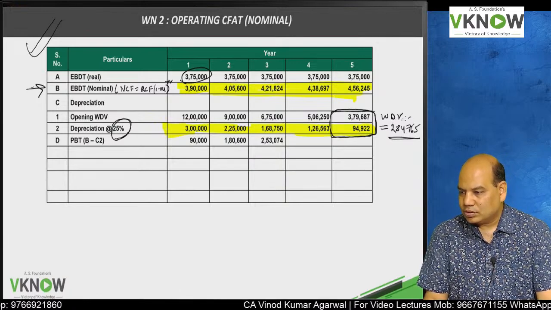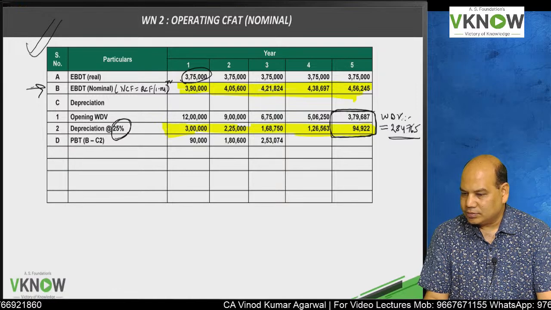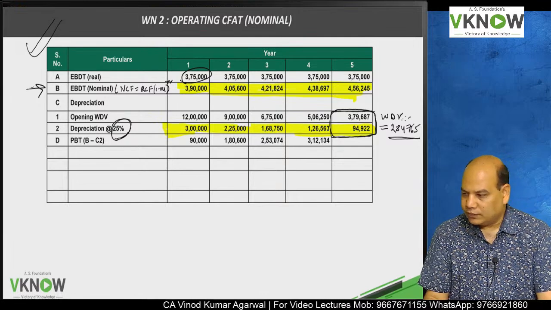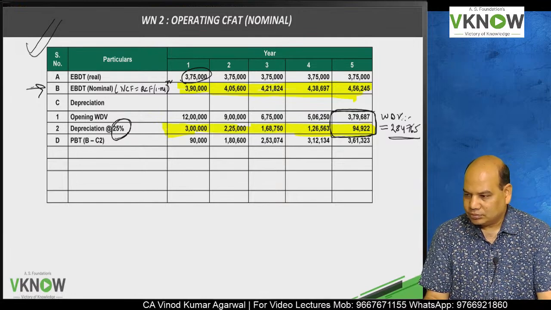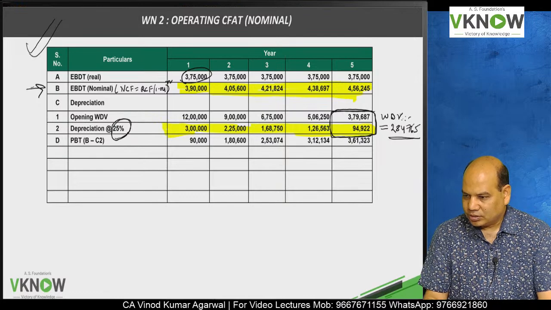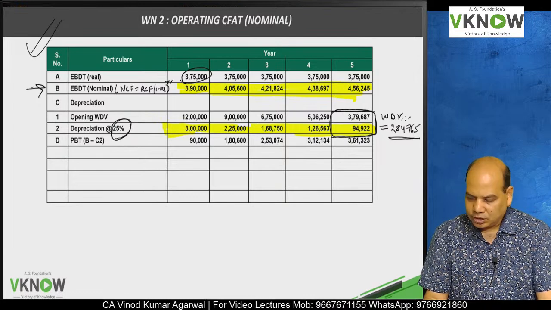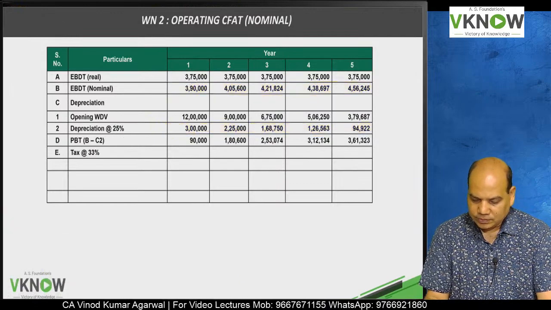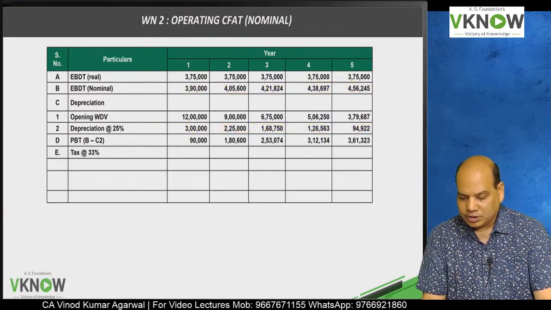253,074. Is it right? Go ahead. Next one. Next one. 312,134. Next one. 361,323. Tax at the rate 33%.